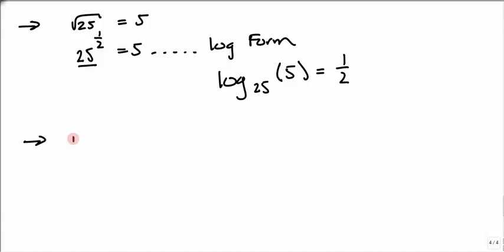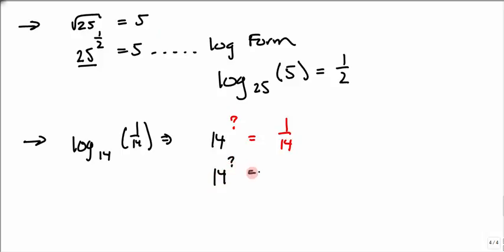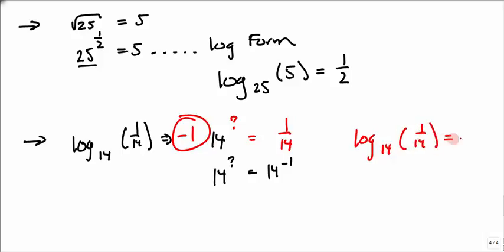So let's look at some examples. Let's look at log base 14 of 1/14. In exponential form, this would be: 14 to what power is 1 over 14? Well, 1 over 14 is 14 to the negative 1. Now that I have equivalent bases, the power that I need is equal to negative 1. So log base 14 of 1/14 is equal to negative 1. That's my answer.